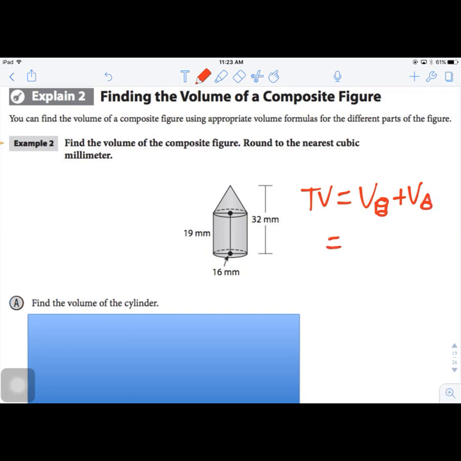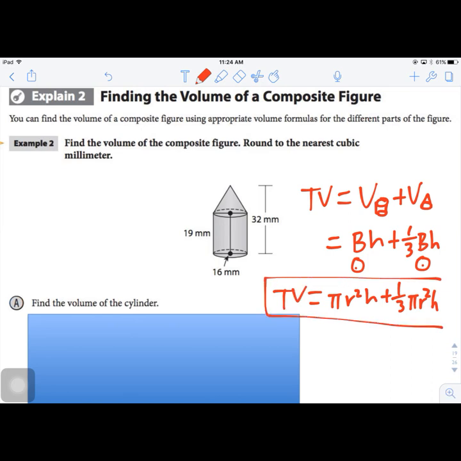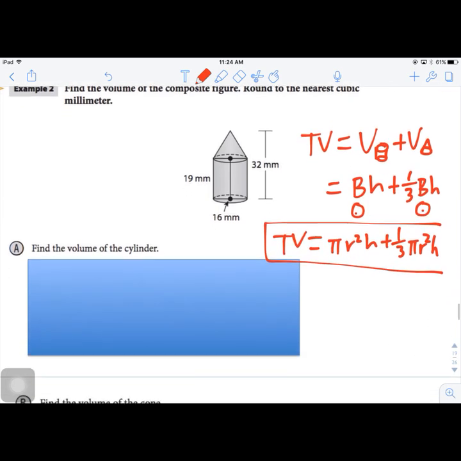And we know that the volume formula for a cylinder is area of the base times height, plus the volume of the cone is 1/3 area of the base times height. And since we know that all bases for the cylinder and cone are circles, we can further convert that formula into pi r squared h plus 1/3 pi r squared h. So this is the total volume formula for this composite figure. But let's break the problem down into steps here.